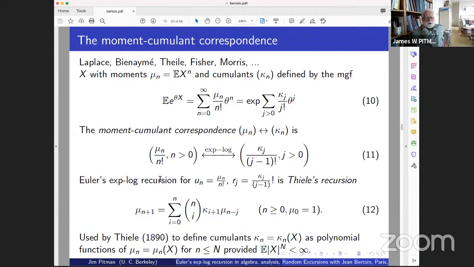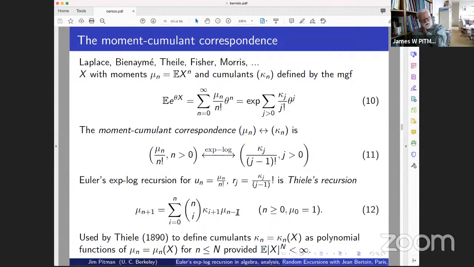So when you recode like this, you realize that Euler's recursion, if you take your u_n to be a mu_n over n factorial, and you take an r_j to be a cumulant over (j-1) factorial, you get what is known as Taylor's recursion from about 1890. And you can see what happens is that you have factorials pushed into the recursion, and they're most cutely arranged as binomial coefficients. This is, of course, n factorial divided by i factorial times (n minus i) factorial. And that appears to be an i, not a j in the index.